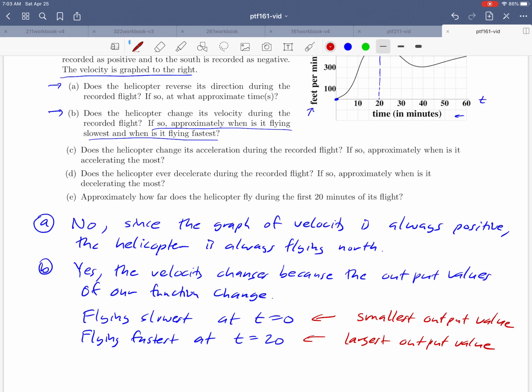Okay, so I think we've answered part B there. Okay, let's move on to part C then. All right, so this is interesting. Now they're asking us about the acceleration of the helicopter. Does it change its acceleration during the recorded flight?